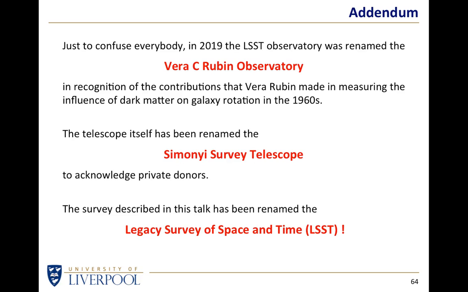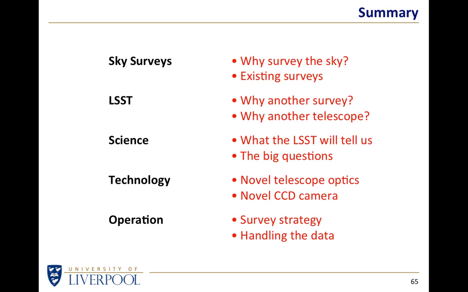What a coincidence, eh? So it is still correct to talk about the LSST if you're talking about what it's going to do, how it's going to do it, and the data it produces. So the observatory is now called Vera Rubin, the telescope is now called Simonyi, but the idea of the project can still be referred to as LSST, and hence lsst.org is still a valid domain name where you can find all the information you want about what the LSST is going to do for us in the future.